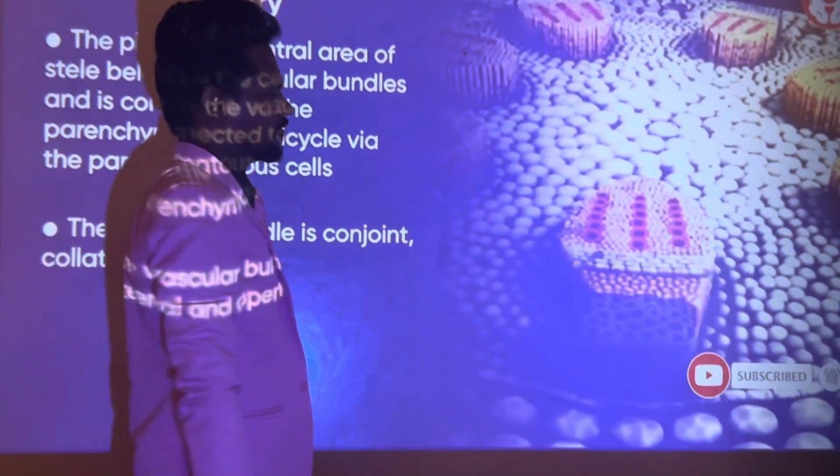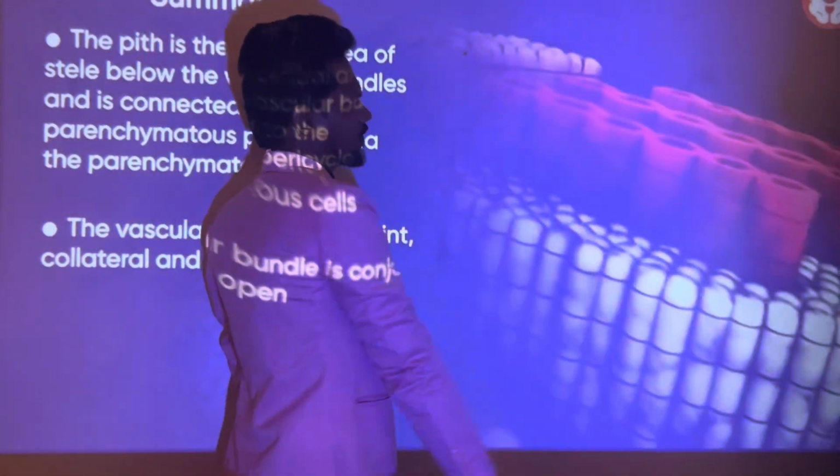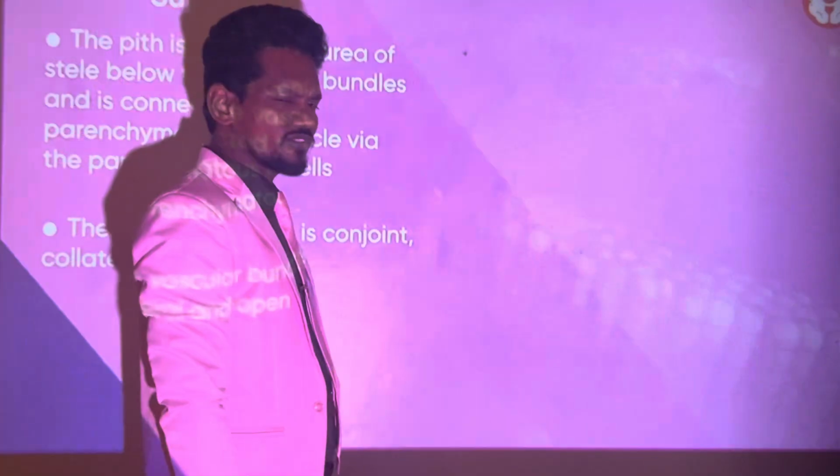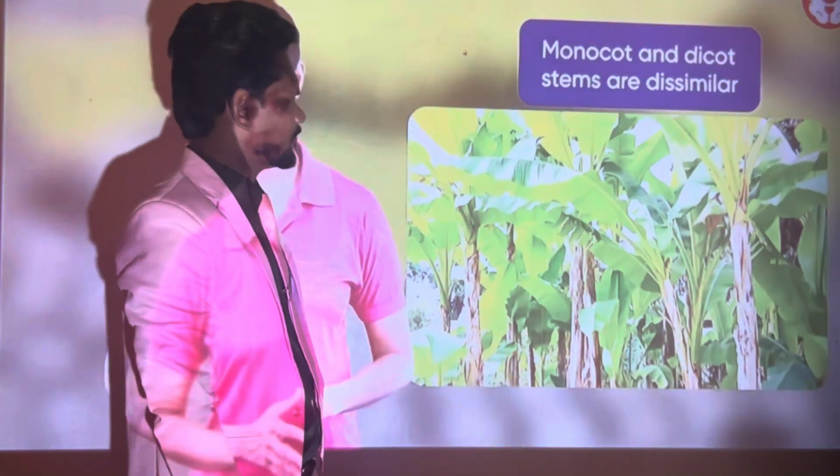This is a ground plan. The entire spherical one is ground tissue, and the vascular bundles. So this arrangement of vascular bundles is called eustele. Around 7 to 15 vascular bundles are arranged.